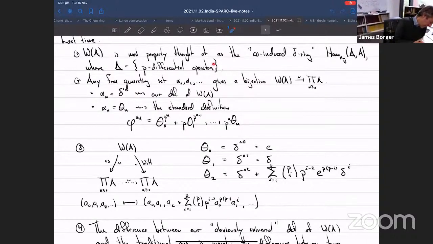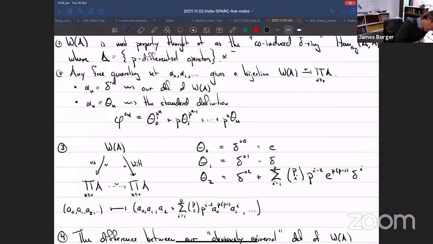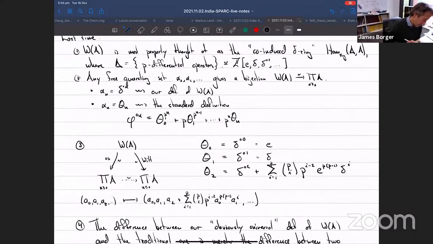And then this ring is the ring of so-called p differential operators. It's isomorphic to a polynomial ring on infinitely many generators, and these generators are right here. When you take homomorphisms from this polynomial ring to A, you can say where the generators go arbitrarily, and then you get an infinite product. And secondly, in fact, any free generating set, which will be countable, induces such a bijection.